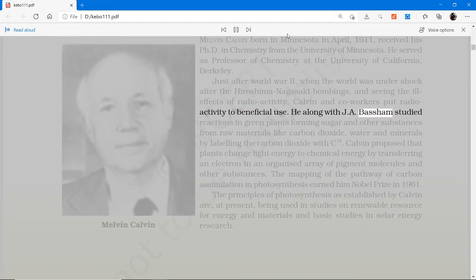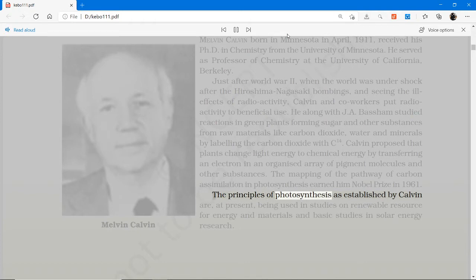He, along with J. A. Bassham, studied reactions in green plants forming sugar and other substances from raw materials like carbon dioxide, water, and minerals by labeling the carbon dioxide with C14. Calvin proposed that plants change light energy to chemical energy by transferring an electron in an organized array of pigment molecules and other substances. The mapping of the pathway of carbon assimilation in photosynthesis earned him the Nobel Prize in 1961.